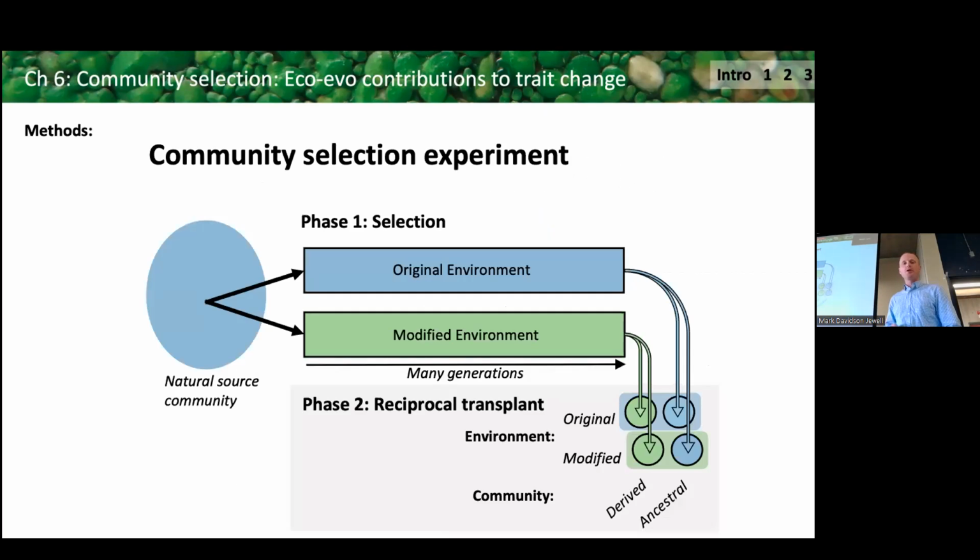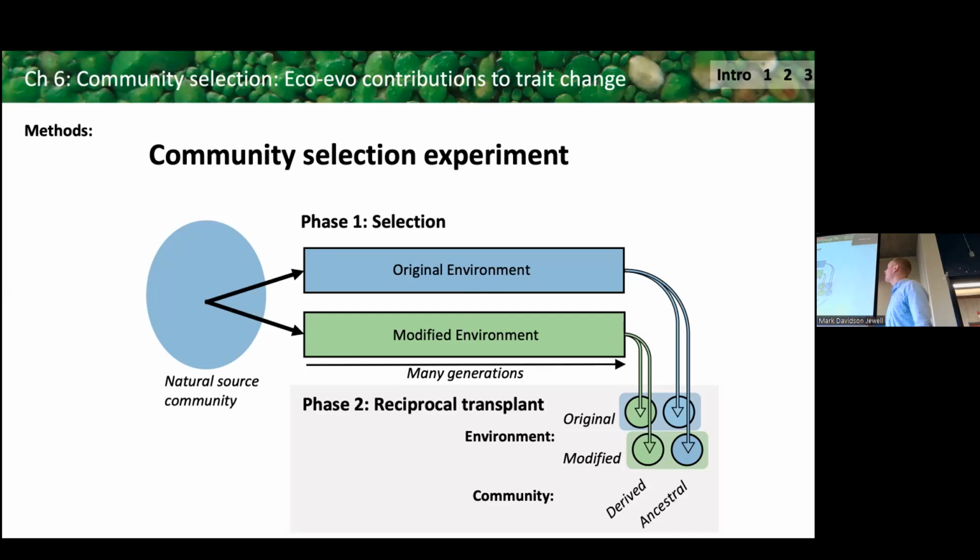To do this, we ran what we call a community selection experiment. So this starts with a natural source community. We sample the species from this, and ideally all the species are relatively well adapted to the environment and at a state of relative ecological and evolutionary equilibrium, ideally, right? Then we take those samples and we culture them for many generations in the original environment, but then also in a modified environment.